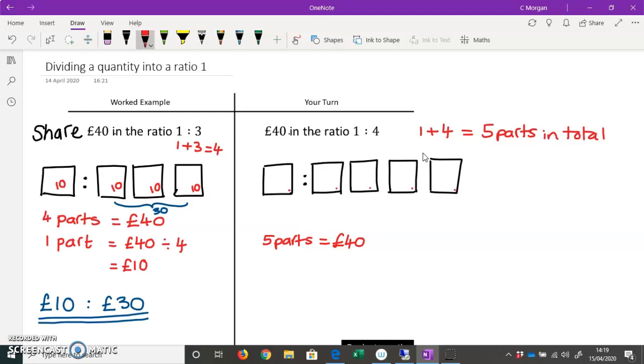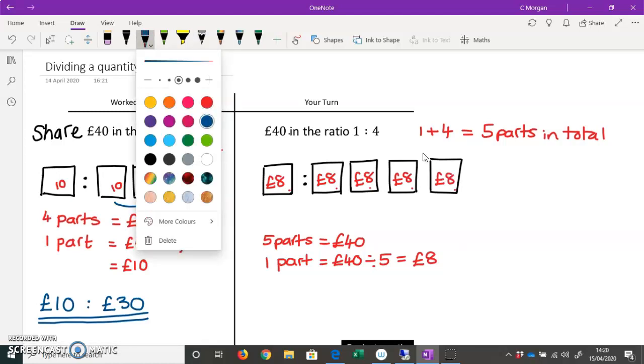So the first thing I want to do is find out what number goes in each box. Well, that would mean I've got to find out what one part is. So if I've got £40 and I'm sharing it equally between 5 boxes, I know that 40 divided by 5 is £8. So I think that means £8 goes in the box. So I'm going to write £8 in every single box. Notice how this time I'm writing my units in because it's £8. I should have done that last time, really.